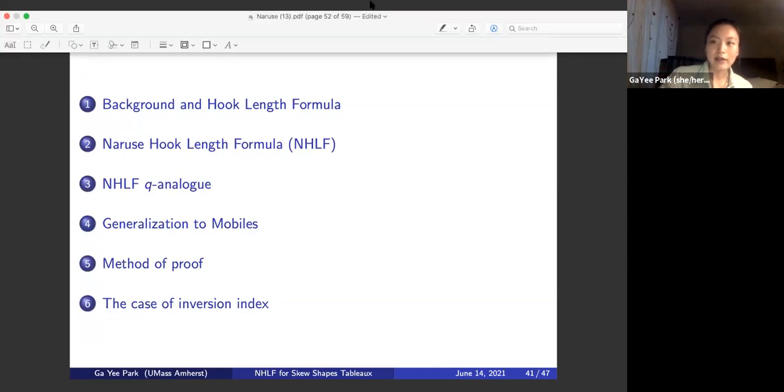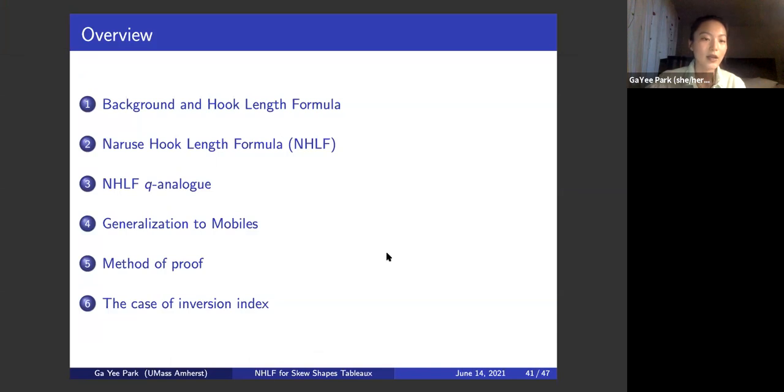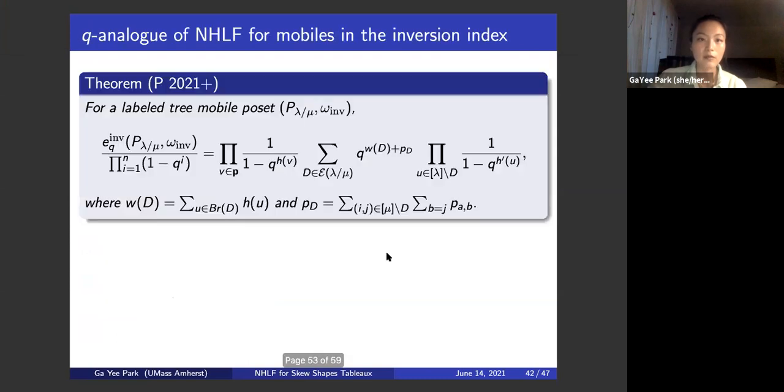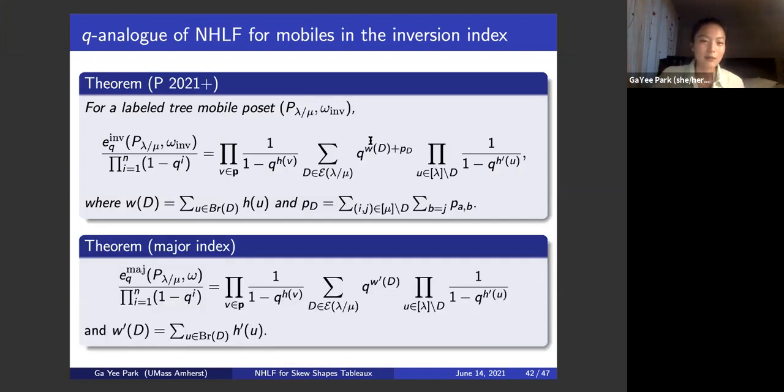If I have enough time, I would like to talk about the case of the inversion index briefly. For the case of inversion index, here is a theorem that we have. Let me compare it with the case of major index really quickly. Even out of the blue, you can see that there are some ugly parts in the inversion index. There's this extra plus term, and there's this extra condition here. This is not for all mobile posets. This is for particular labeled tree posets.